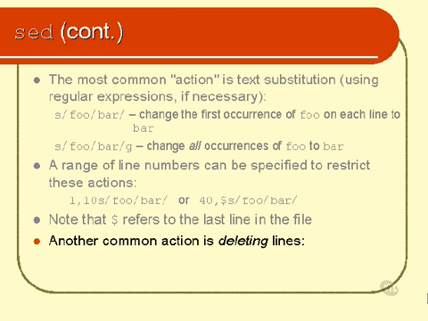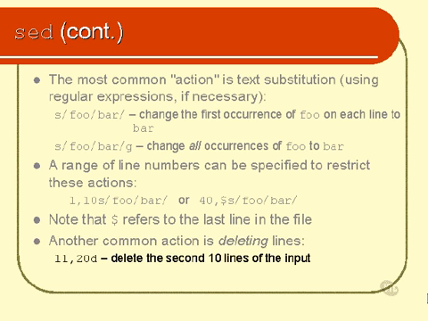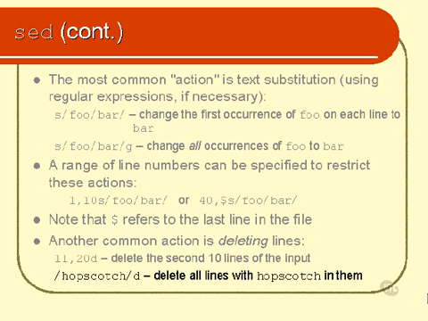A second action, I've shown you one action so far, the action of substituting. Another common action is deleting lines. And that is done like so. Delete lines 11 to 20. That's a very simple one. Or alternatively, if you like, /hopscotch/d. Delete all lines with hopscotch in them. Let's have a look at an example of that.